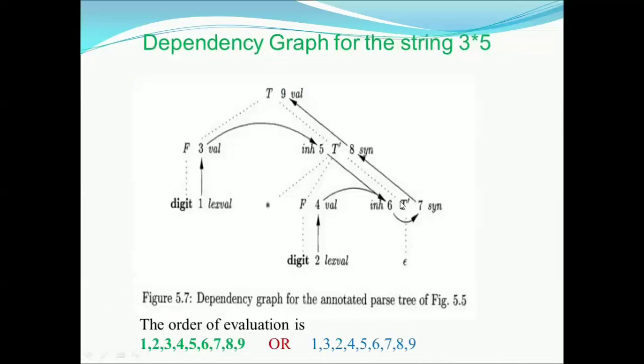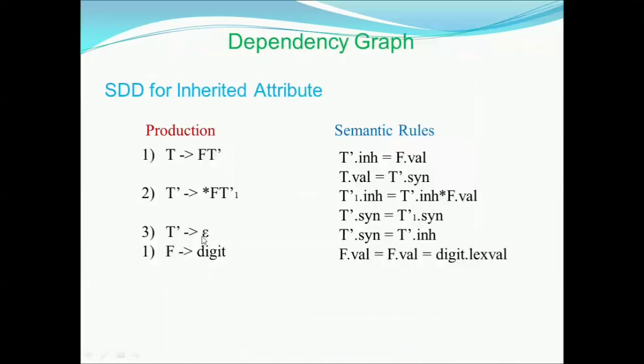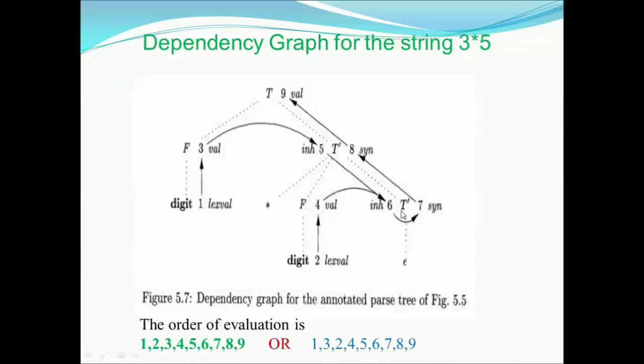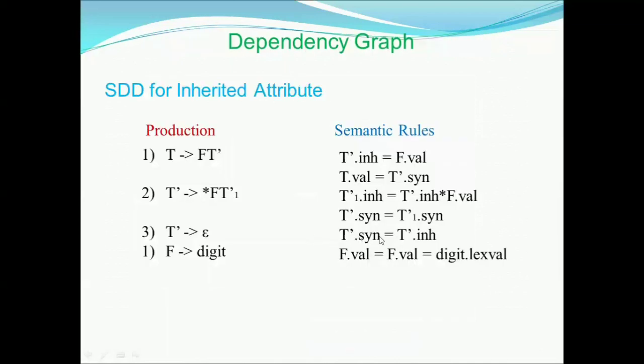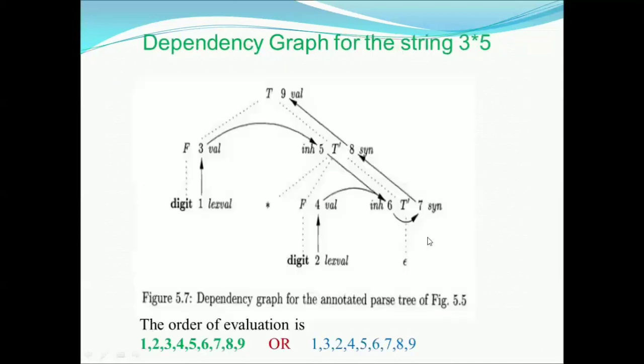Once I apply the epsilon for this, there is an option for me to apply the epsilon, then my inherited value becomes my synthesized value. That's why it says that my T dash dot synthesized value is equal to T dash dot inherited value. You know that my inherited value can be itself. So in this case, my T dash dot synthesized value will be the T dash dot inherited value because it has to go out to the upper level. So this particular rule will get executed.